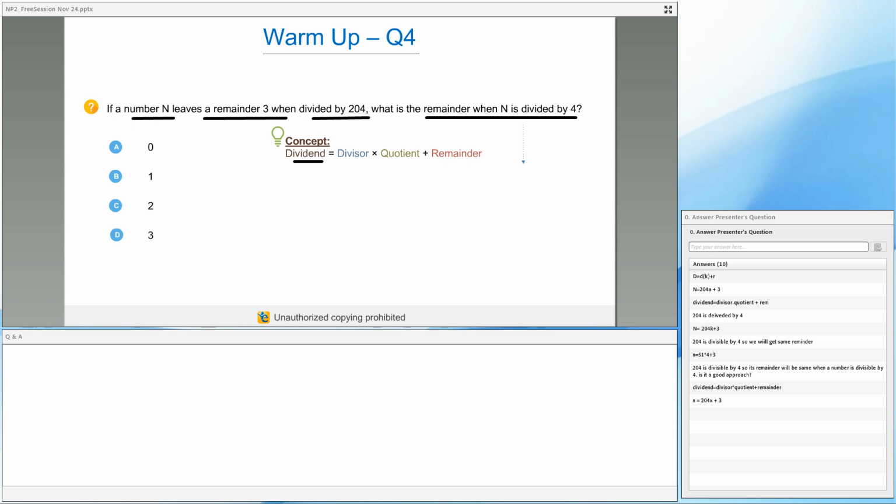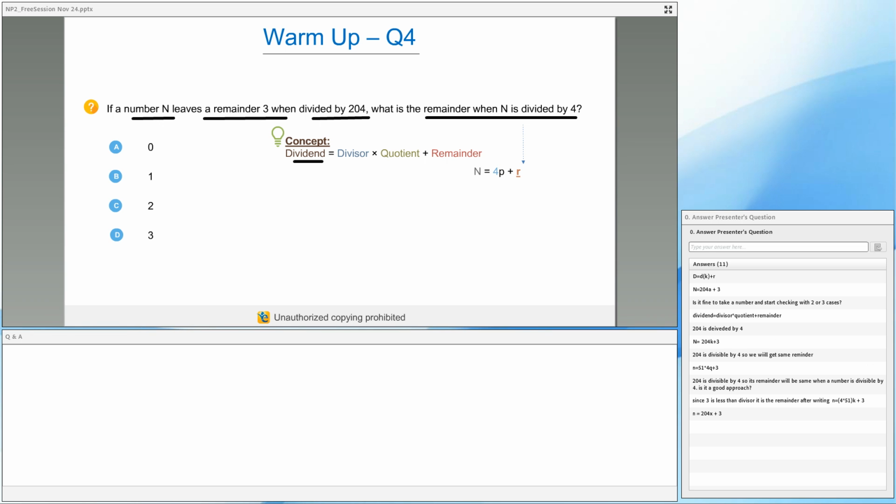So it is always best when you get questions like this to write down in the form of an equation what exactly you need to find out. So in this case, I need to find out when I express n as 4 into p plus r, where 4 is the divisor, p is the quotient and r is the remainder. I need to find out the value of r.